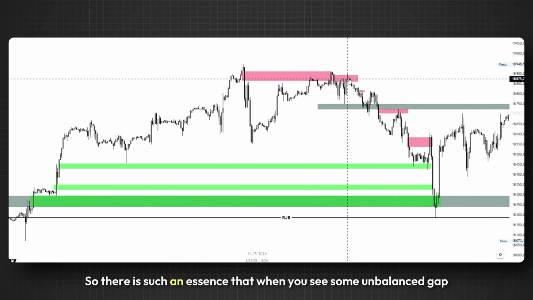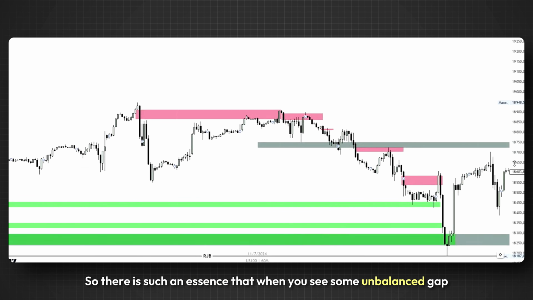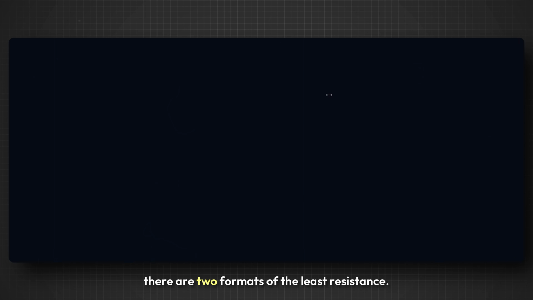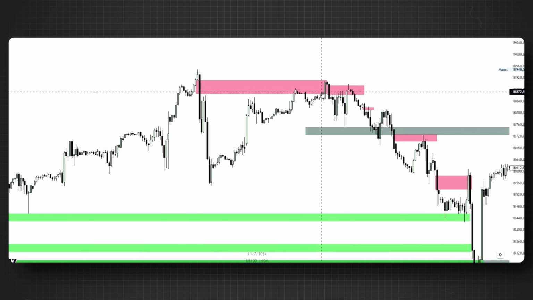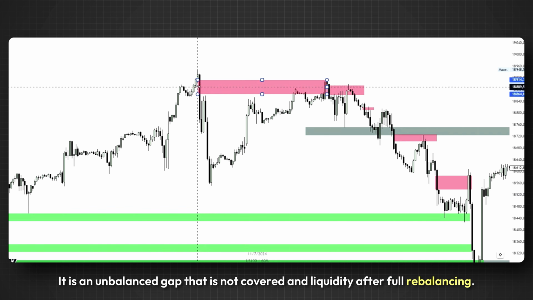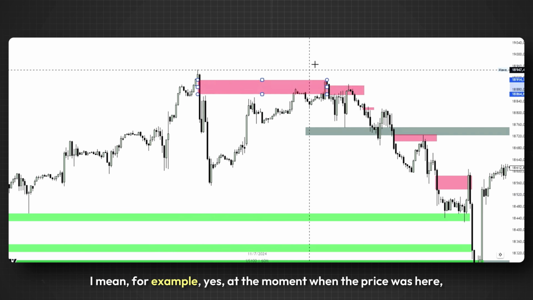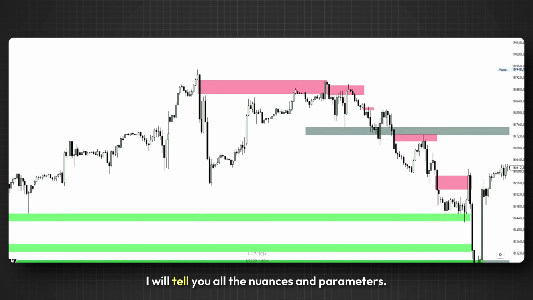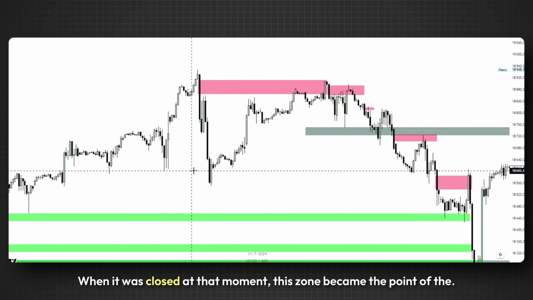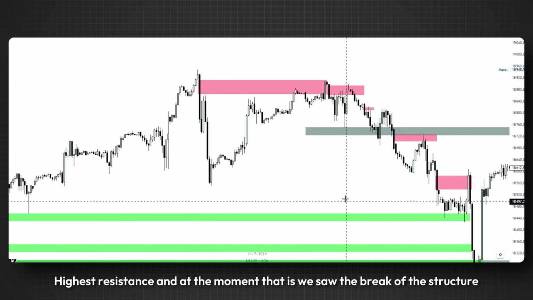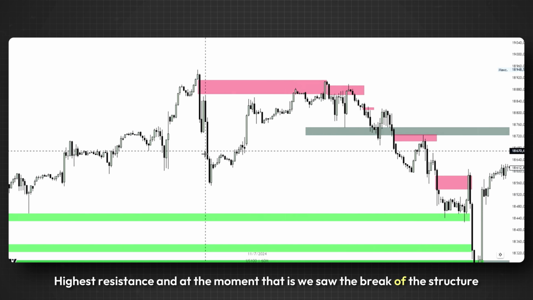So when you see some unbalanced gap, there are two formats of the least resistance: an unbalanced gap that is not covered, and liquidity after full rebalancing. What does it mean? For example, at the moment when the price was here, this gap was the lowest resistance. And when it was closed completely, I will tell you all the nuances and parameters, at that moment this zone became the point of the highest resistance. And we saw the break of the structure.